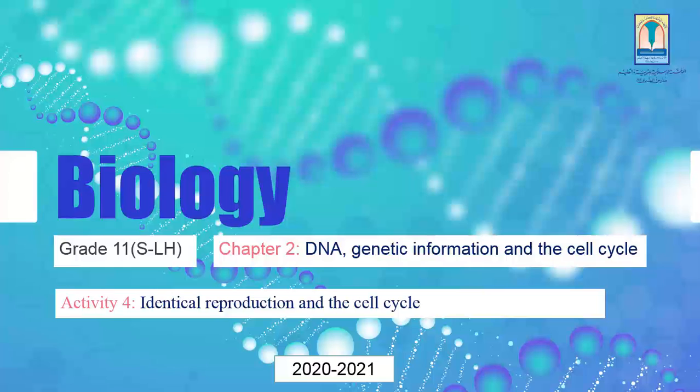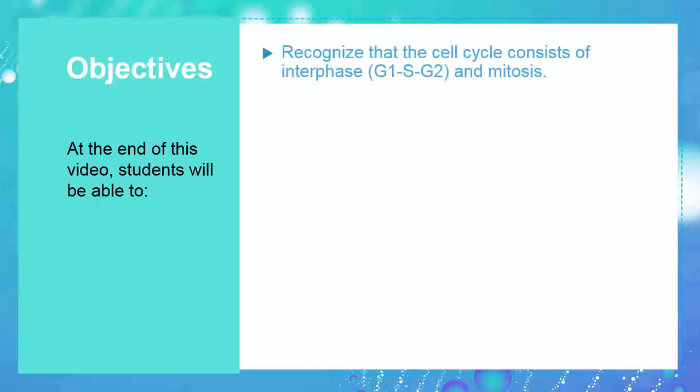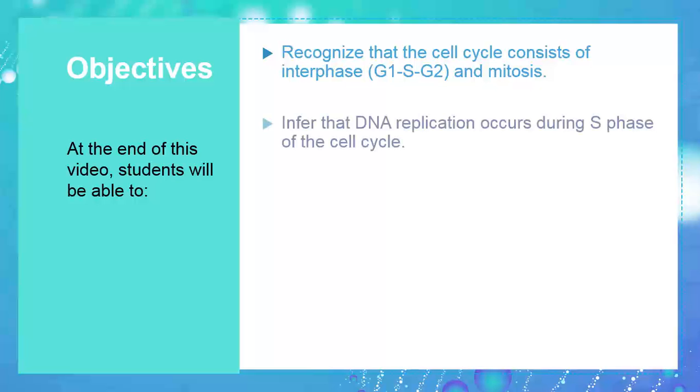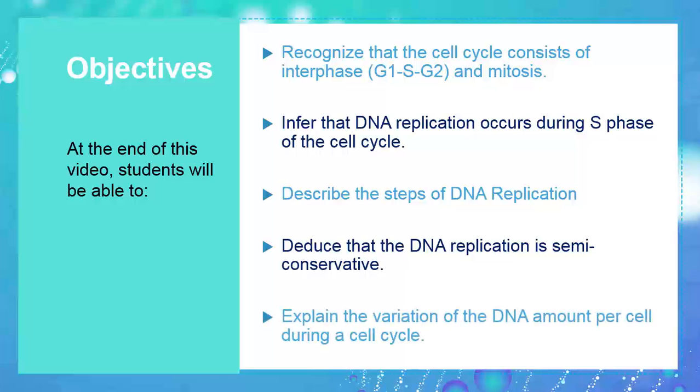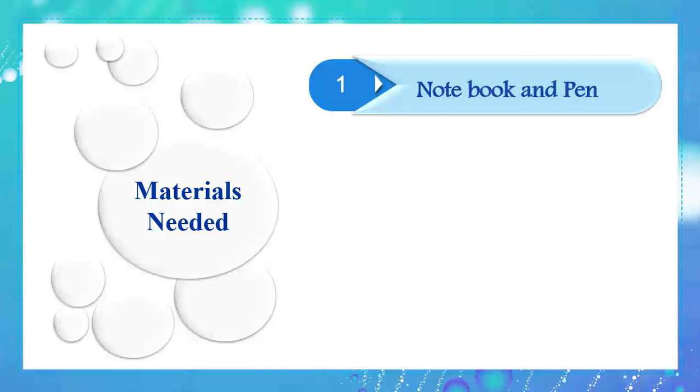This lesson will be our final lesson in Chapter 2, titled Activity 4, Identical Reproduction and the Cell Cycle. At the end of this video, you will be able to recognize that the cell cycle consists of interphase and mitosis, infer that DNA replication occurs during S phase of the cell cycle, describe the steps of DNA replication, deduce that DNA replication is semi-conservative, and explain the variation of the DNA amount per cell during the cell cycle. Don't forget to prepare your notebook in order to take notes.